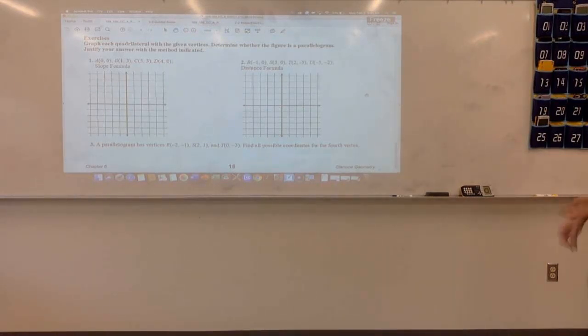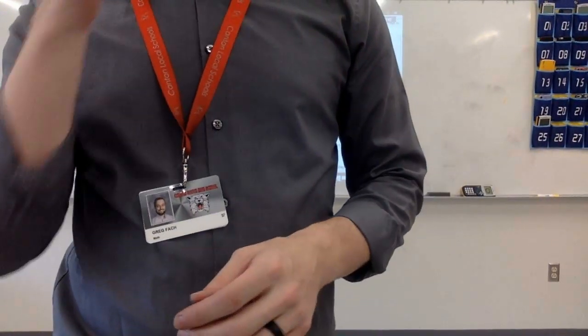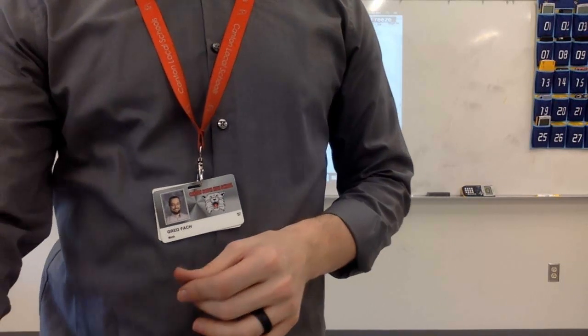There is a limited amount of room on your paper. So if you need an extra sheet of paper to do your work on, that's perfectly fine.